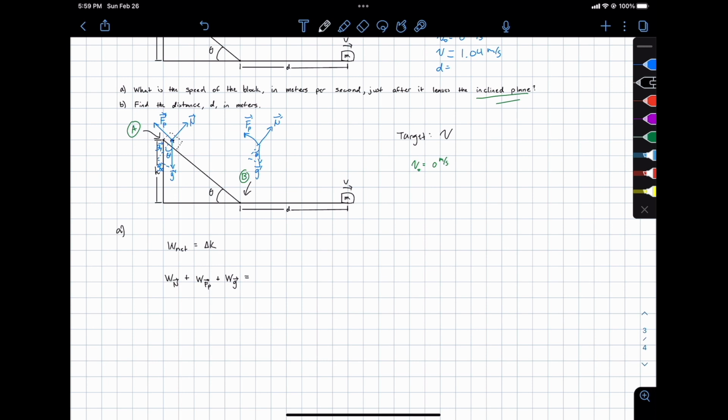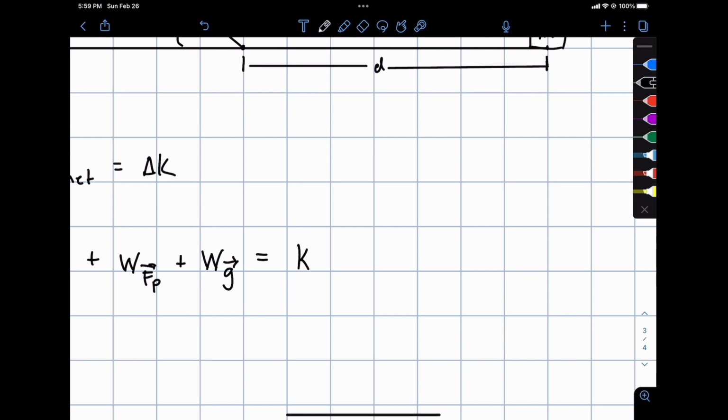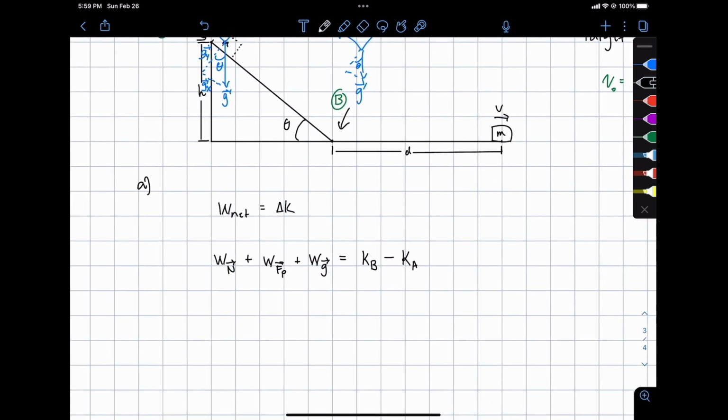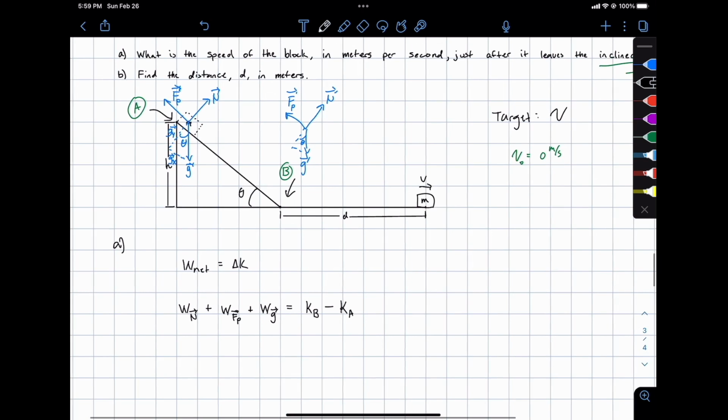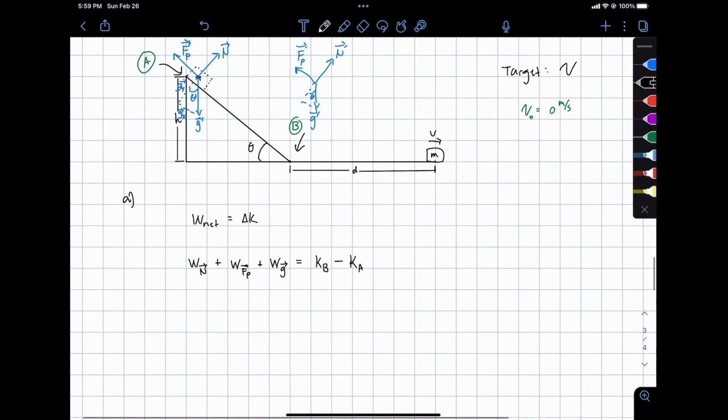For gravity, there's X and Y components, but we don't need to worry about that. We just draw the main component, which is just gravity itself. So normal force, friction of the plane, and gravity equals change in K. Change in K, as we said earlier, is KB minus KA. Okay, and now we just need to solve this equation, right? Well, let's take a look at the equation first.